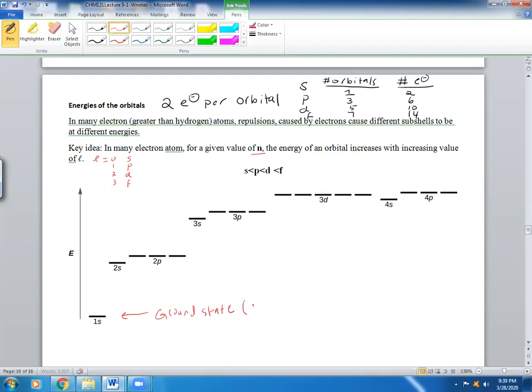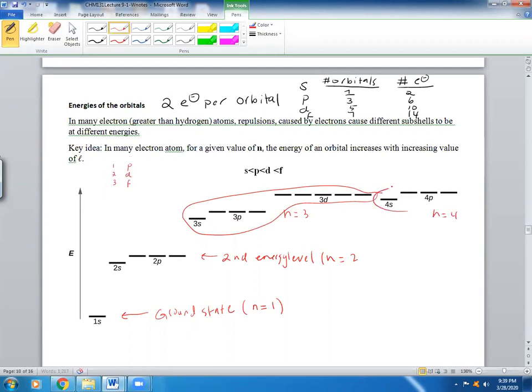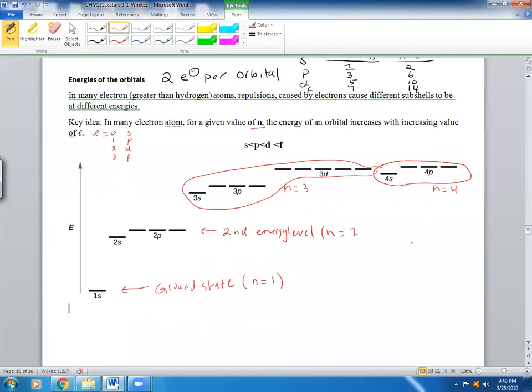So that's N equals 1. This is the second energy level. That's N equals 2. And I'm just going to put N equals 3 for all of these, including the D. And this is N equals 4 for these. Of course, we're not showing the D and F because, again, it follows. That's the consistency here.